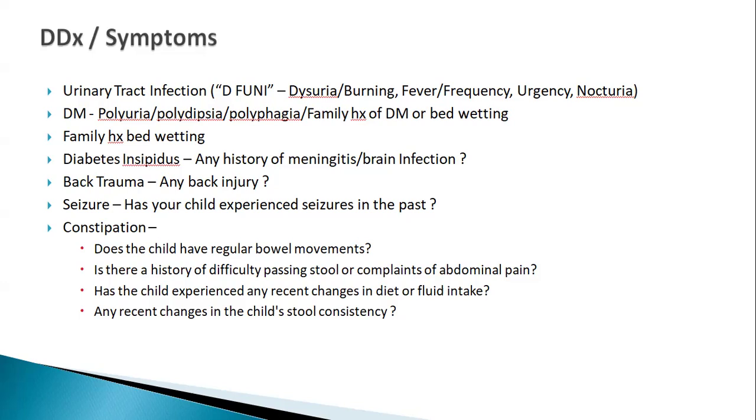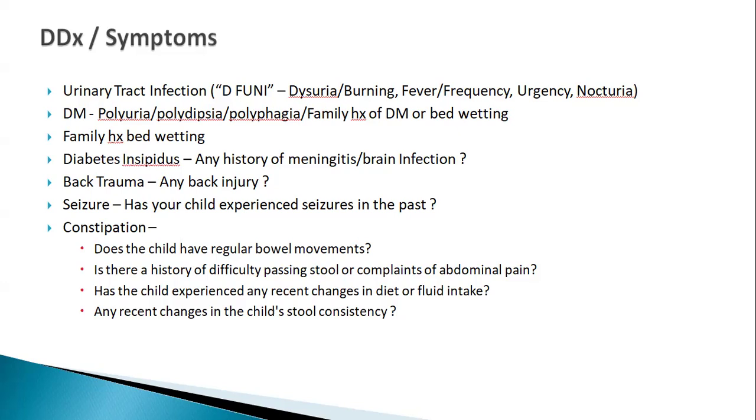For diabetes mellitus, we know some of the symptoms like excessive urination, thirst, or polyphagia, or there could be family history of diabetes mellitus that we want to consider. We need to ask all these questions so that we can know more about the history.